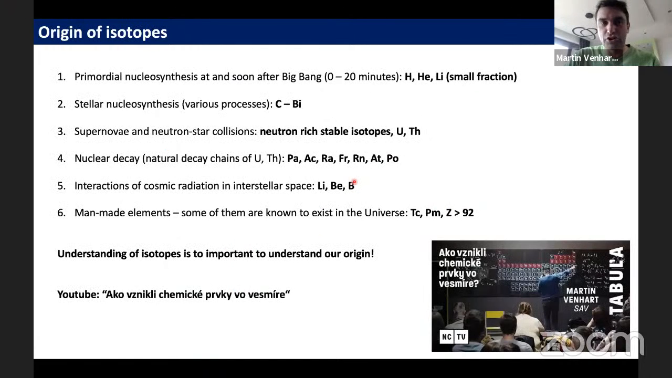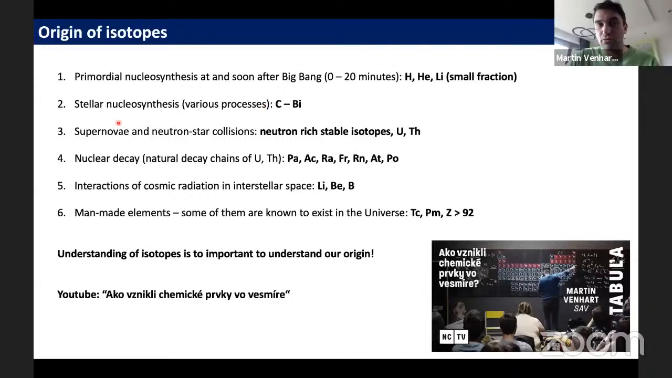What is the origin of these isotopes? It's a very complicated thing, but in principle, we can put these isotopes into 6 categories. And first are primordial isotopes that were produced by primordial nucleosynthesis very soon after the Big Bang, up to 20 minutes, and that's hydrogen, helium, and a small fraction of lithium.